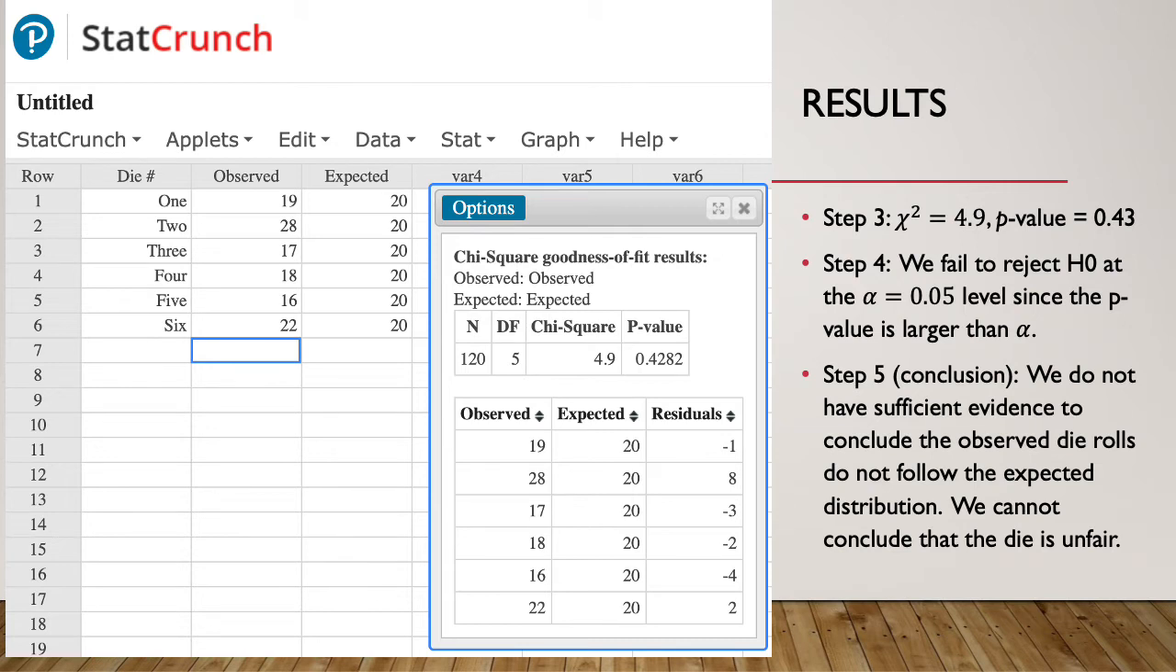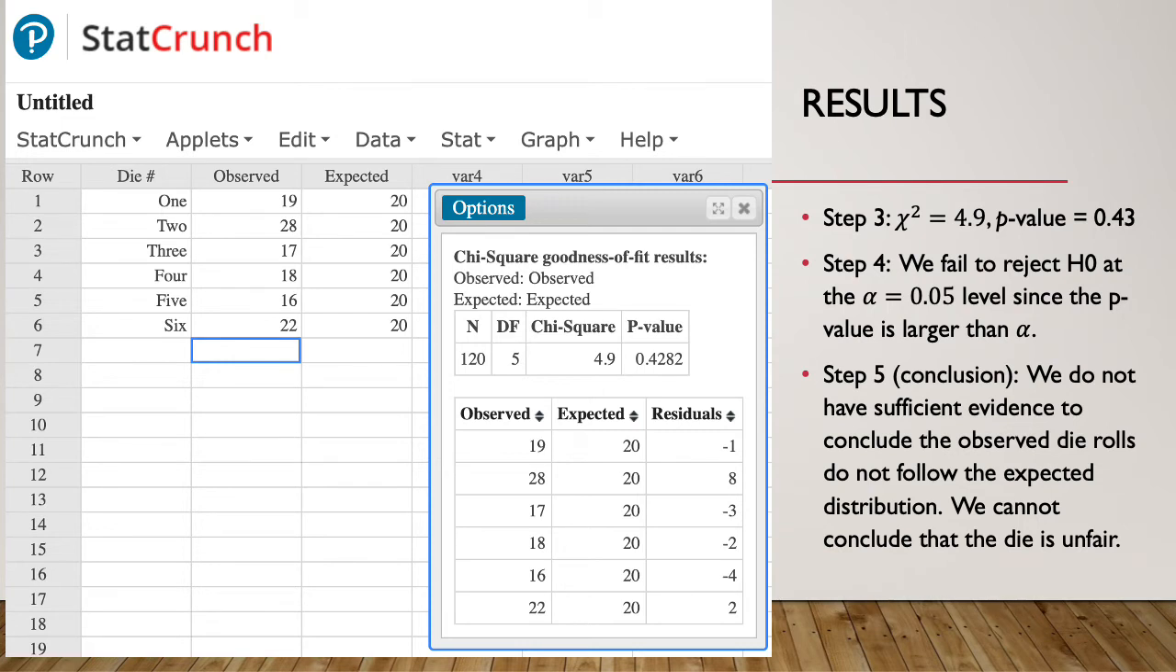All right, here are the results we got. It's labeled chi-square goodness of fit results. We have n equals 120. That's telling us we had 120 total in the sample, or 120 rolls. Degrees of freedom is 5. Notice we have 6 rows and 2 columns. 6 minus 1 is 5. 2 columns minus 1 is 1. 5 times 1 is your degrees of freedom. The chi-square statistic is 4.9, and the p-value that goes with that is, in this case, 0.4282, or about 0.43.